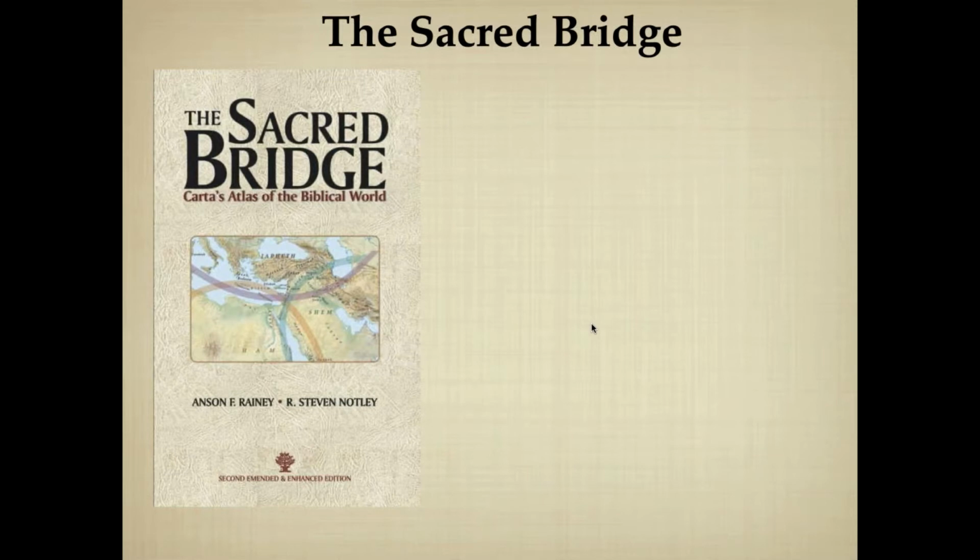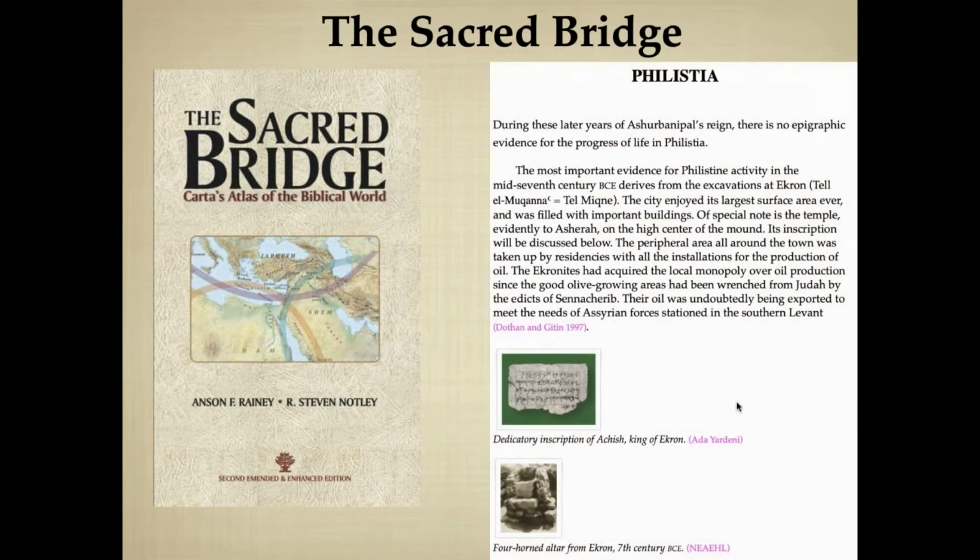And this is, in my opinion, by far the best historical geography book ever written of Israel, and I think it'll be around many, many decades. And here's an example of a page where he talks about Philistia and goes into quite a bit of detail in Philistia, shows pictures. Here's an inscription from Ekron and a four-horned altar from Ekron. In other words, it's very good. It focuses on the history and geography of the entire Bible.